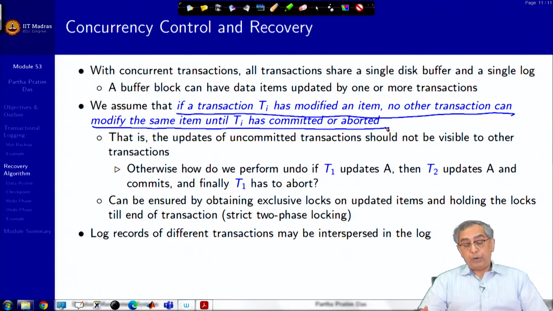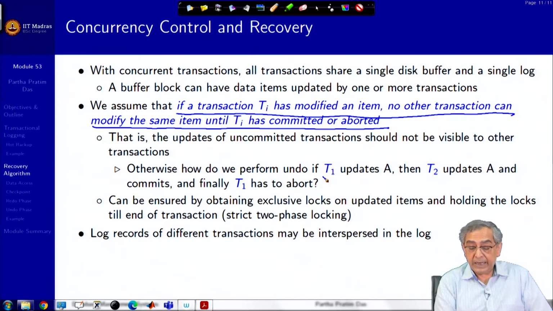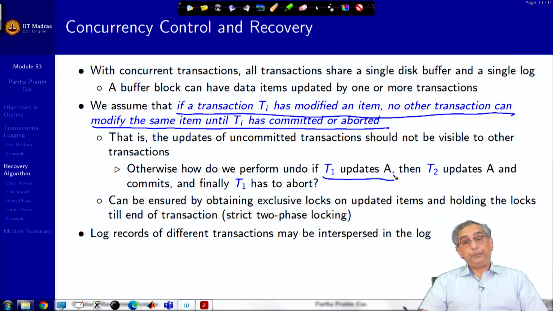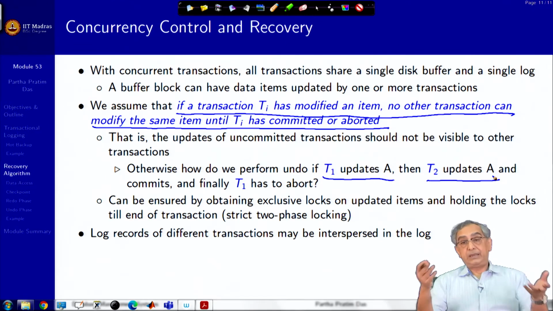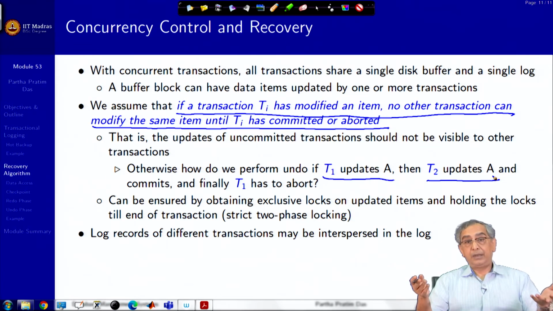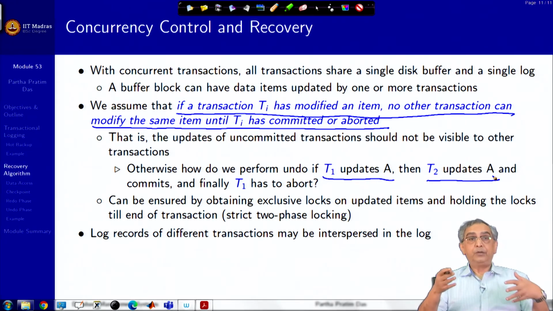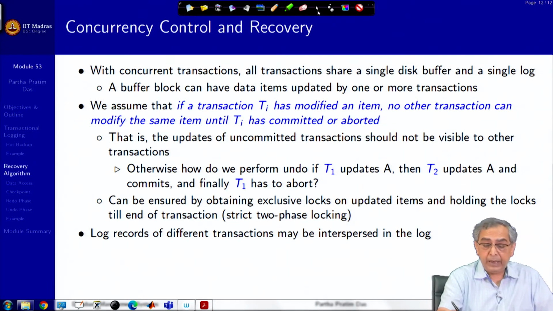Otherwise, when we perform undo for Ti's update of A and T2 has also updated A, then since Ti has not committed or aborted, the rollback will not be possible to be done in a consistent way.